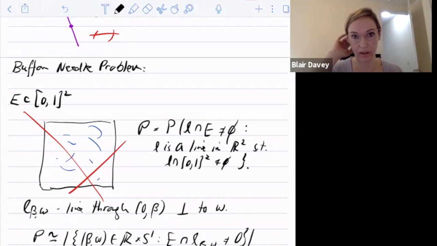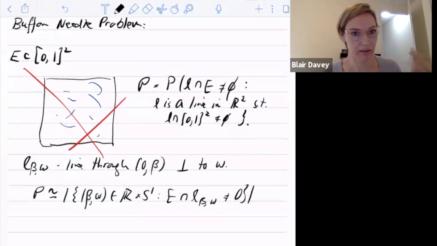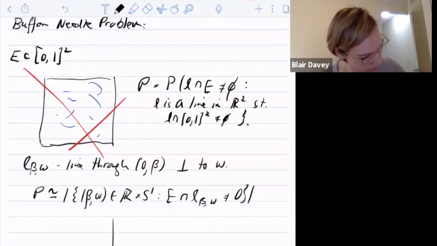And if I fix a direction omega, what does that set associated with the probability look like? So I take my unit square.